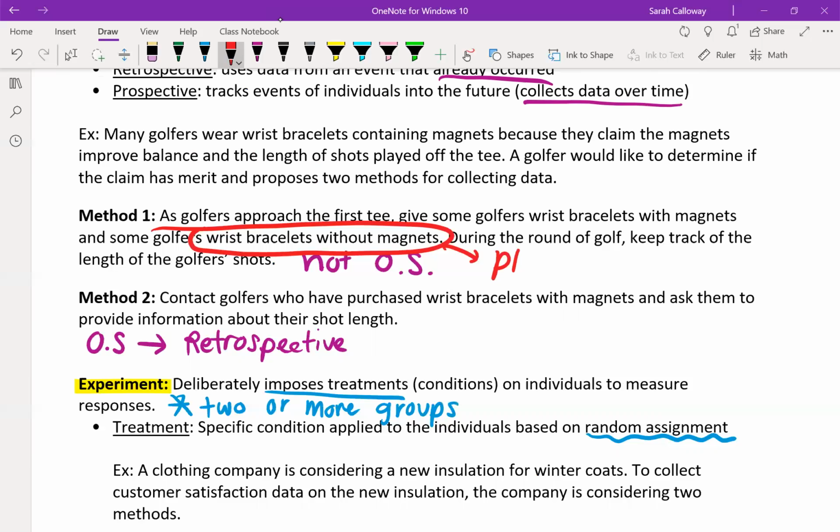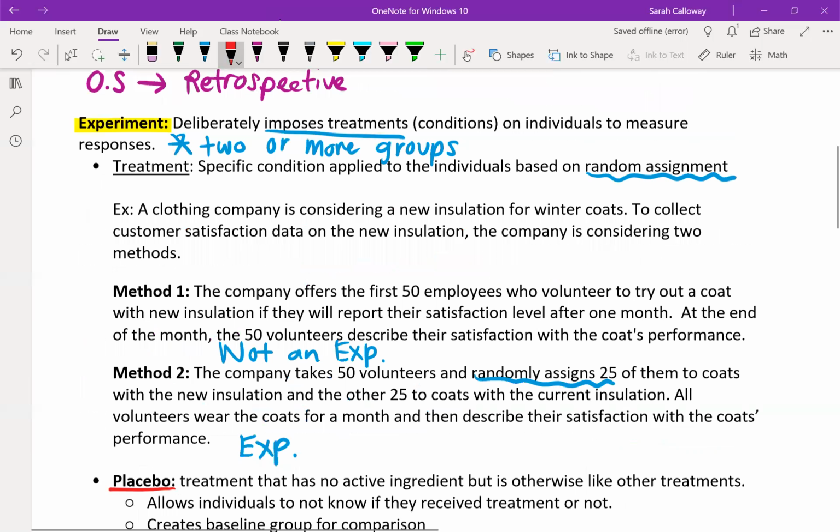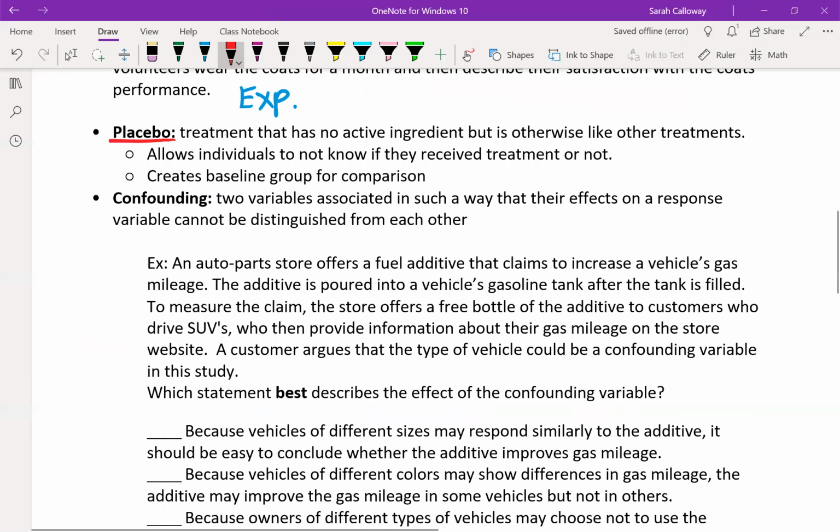Okay, so this is an experiment because of the two groups. One has a placebo, one has the actual wrist bracelets. So that's why it was not an observational study.